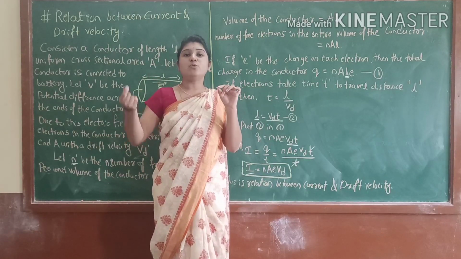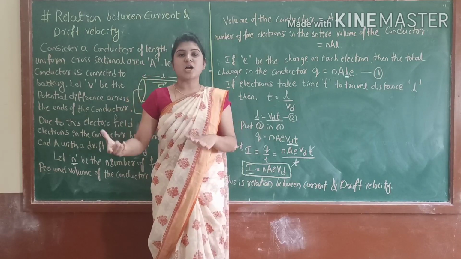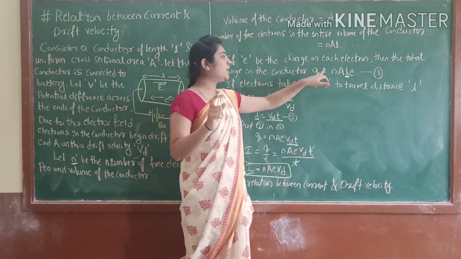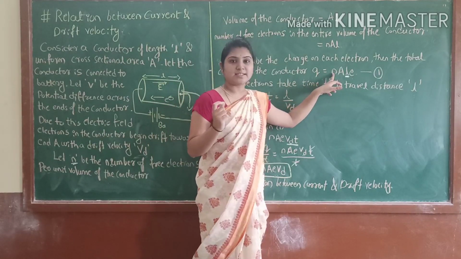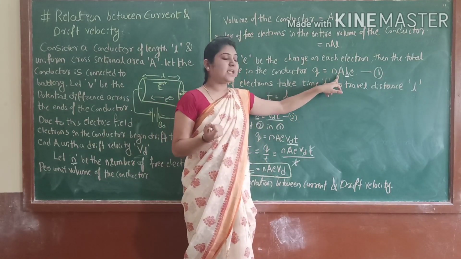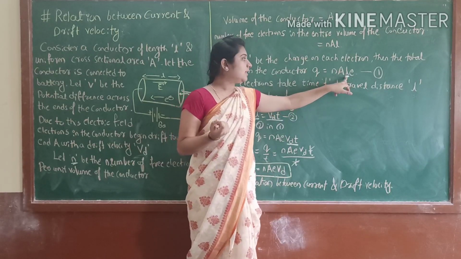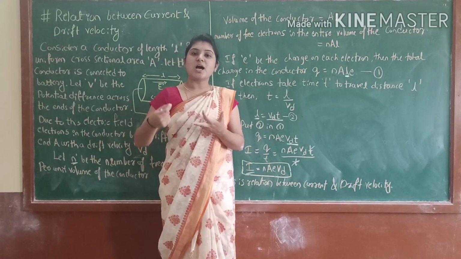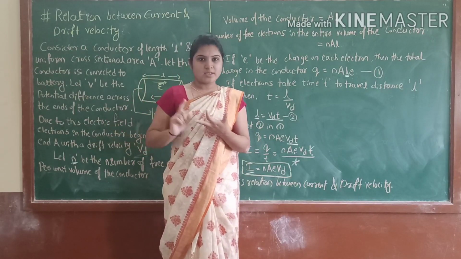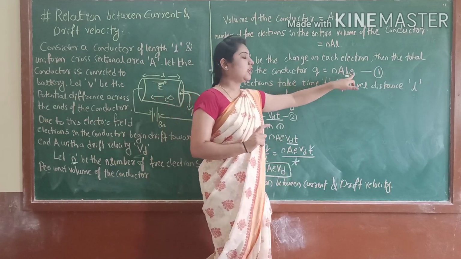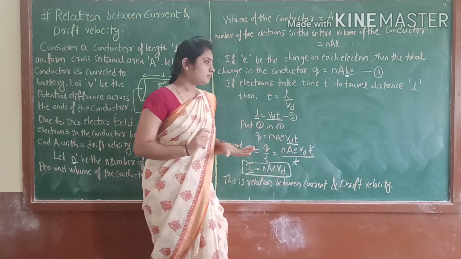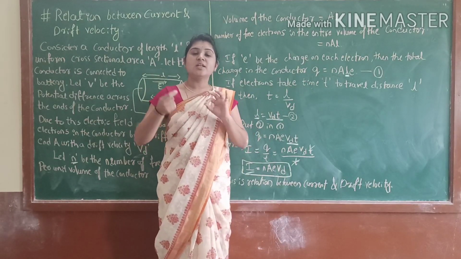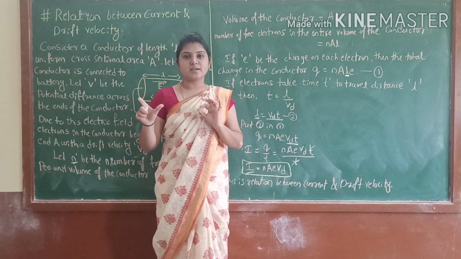Then now we have to constitute the total charge. Q is equal to N, the number of electrons, A is the area of the conductor, L is the length of the conductor, and e is the charge of each electron. Correct? So take it as equation number 1. Q is the total amount of charge present in the conductor.